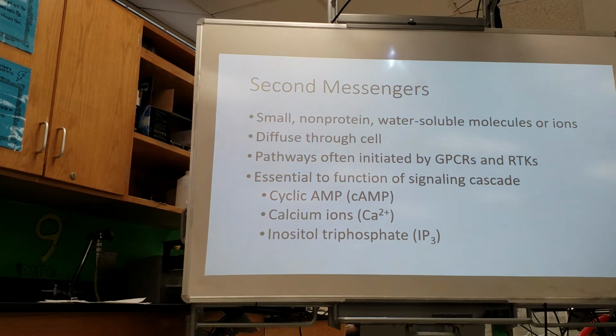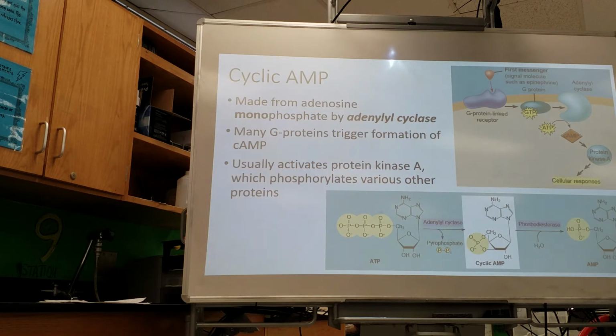The signal transduction is usually carried out by second messengers. These are smaller molecules that diffuse through the cell, and they'll usually act on something else. A lot of them will end up being transcription factors or interact with other proteins. These are some of the major second messengers: cyclic AMP, calcium, and IP3, which stands for inositol triphosphate, though you don't need to know that.